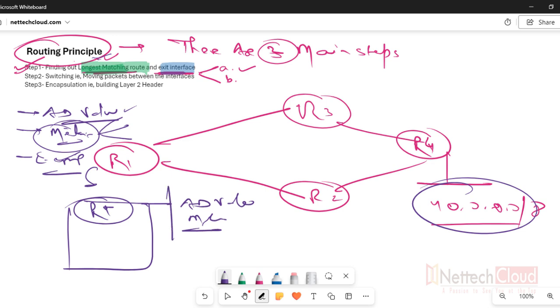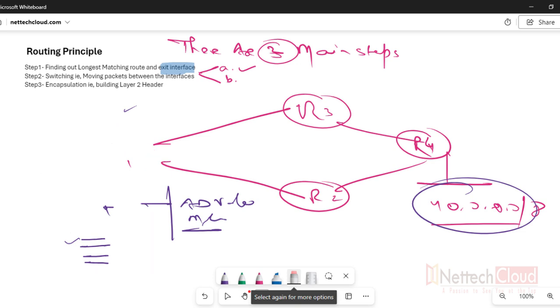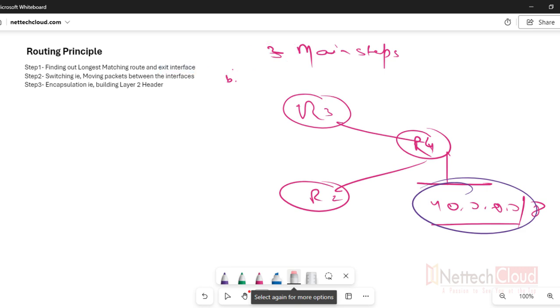But if routes are already installed in the routing table, then at the time of making the routing decision, which route will be used, preferred, that is determined with this concept, the longest matching route, right? Both are different. So I hope now you understand the first part of it, the longest matching route. What about the next one? The exit interface, finding out the exit interface.